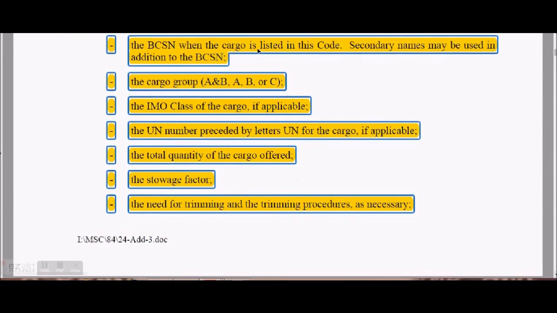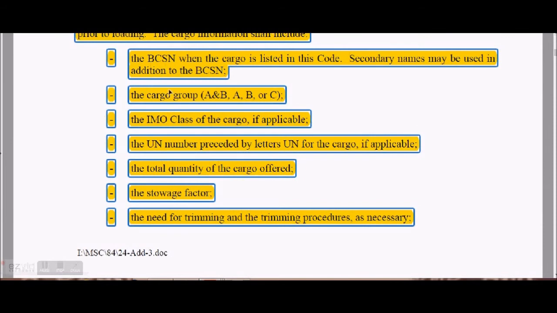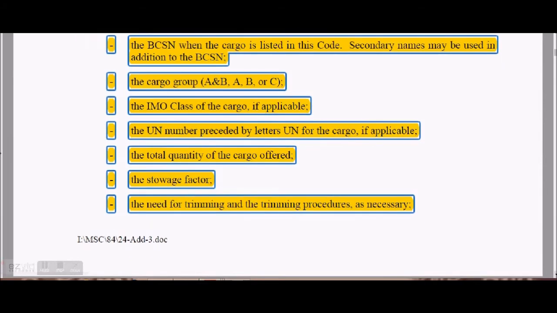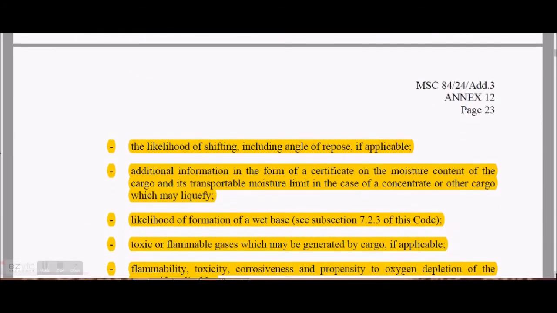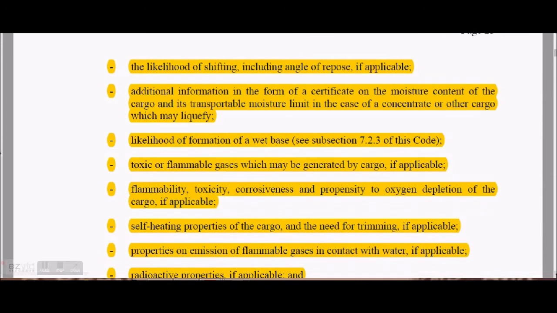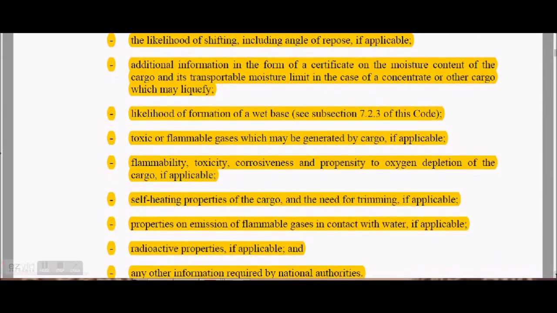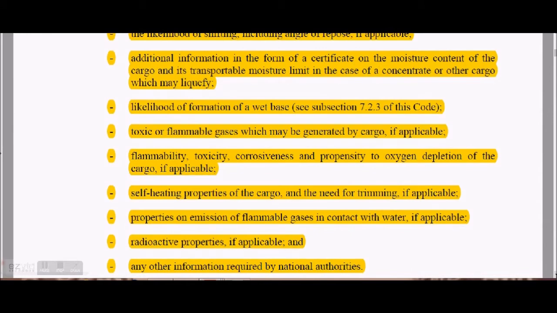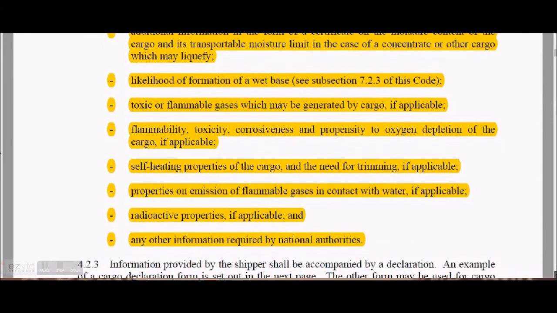Then the IMO class of the cargo, the UN number, the total quantity, stowage factor, whether it needs trimming or not, it does not need. Then trimming procedures as necessary. The likelihood of shifting, including the angle of repose, additional information, likelihood of formation of a wet base, toxic flammable gases, flammability, toxicity, corrosiveness, self-heating property or the emission of flammable gases, radioactive properties if applicable, and any other information required by the national authority. So these all are to be provided by the shipper. And this is given in chapter 4.